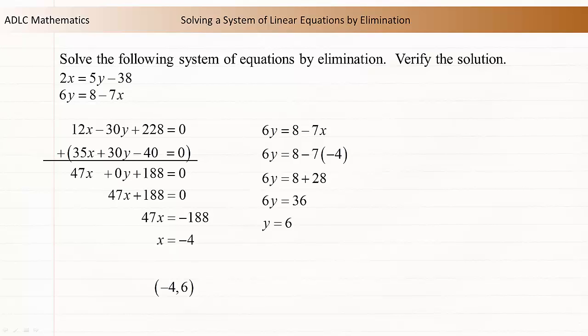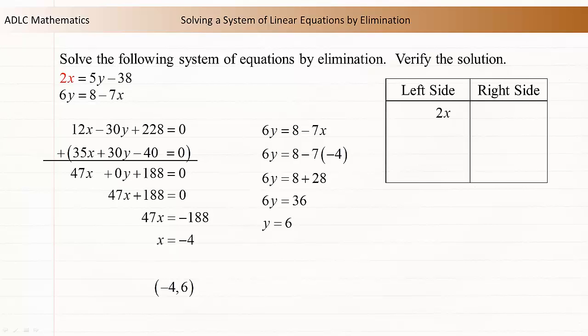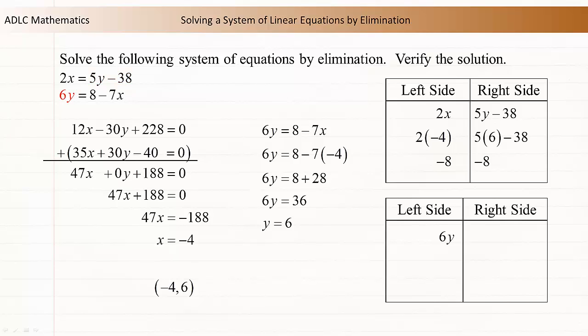Finally, let's verify the solution. The left side of the first equation is 2x. Substitute negative 4 for x. This evaluates to negative 8. The right side of the first equation is 5y minus 38. Substitute 6 for y. This evaluates to negative 8. The left side is equal to the right side, so the solution works for the first equation.